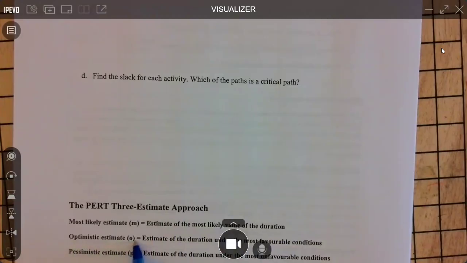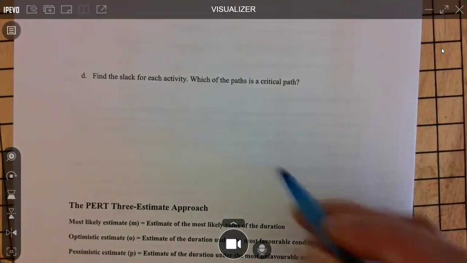Optimistic estimate, abbreviated as O, estimated the duration under the most favorable conditions. Pessimistic estimate, P, estimate of the duration under most what? Unfavorable conditions. Okay? We have M, optimistic O, pessimistic P. Most likely estimate in the distribution.